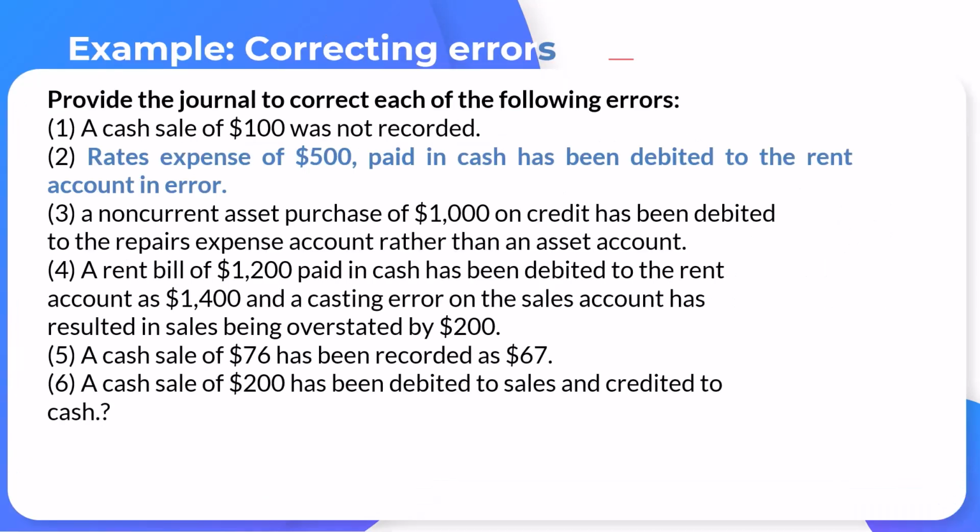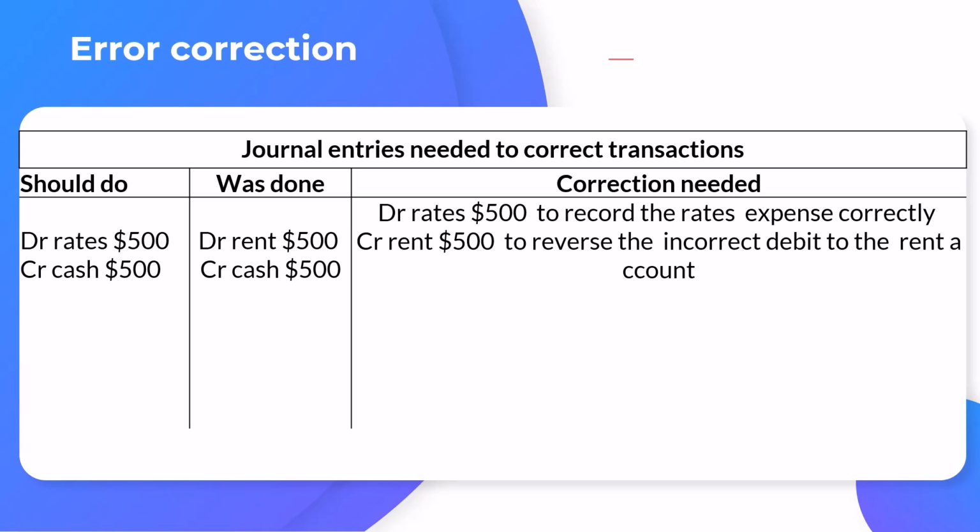The second transaction is that rates expense of 500 paid in cash has been debited to the rent account in error. So with that one, we're supposed to debit rates with 500 and credit cash with 500. What was done is that we debited rent 500 and credited cash 500. Therefore, to correct the entries, we need to debit the rates with 500 so that we record the rates correctly, and then we credit rent 500 in order to reverse the incorrect debit entry to the rent account.